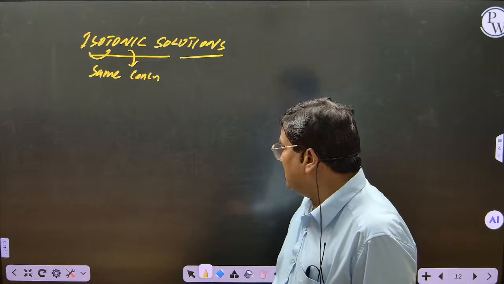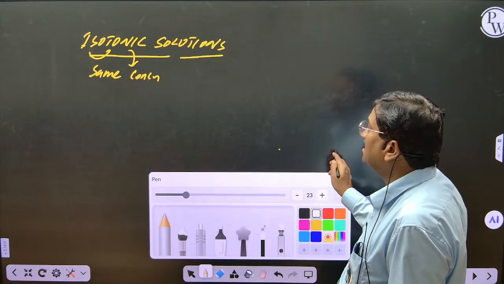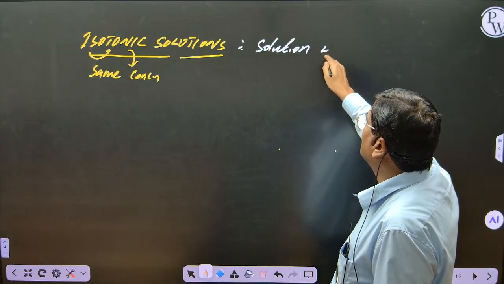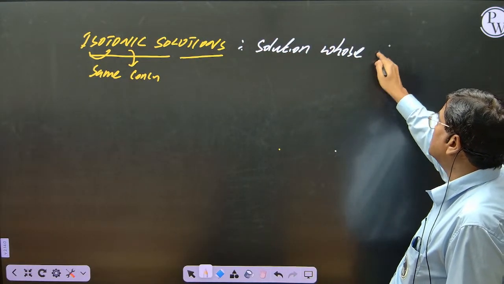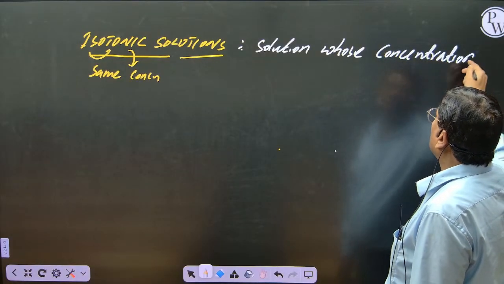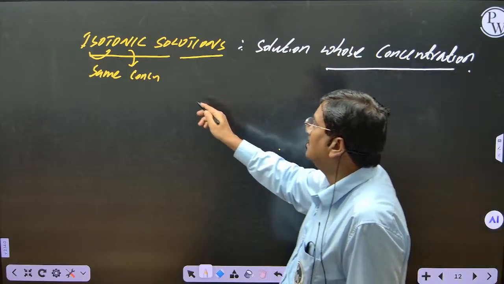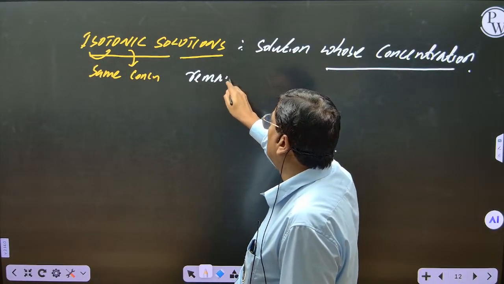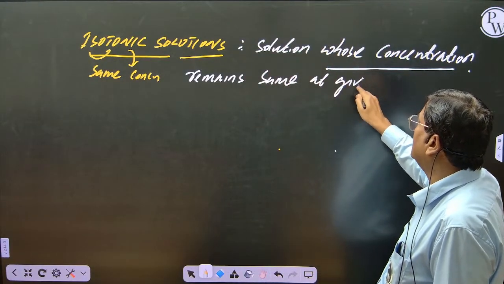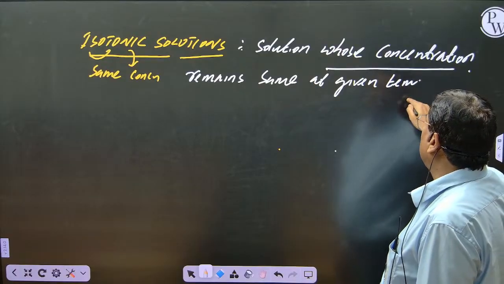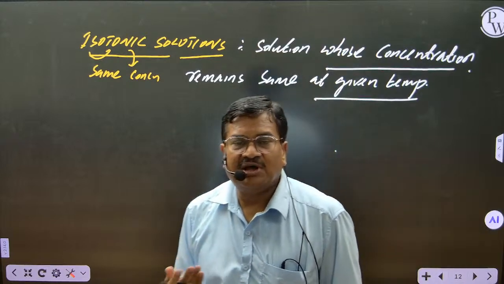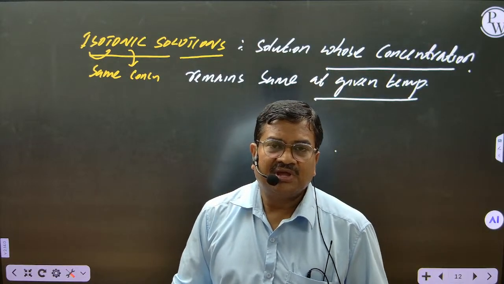Understood? So write the definition. Isotonic means solutions whose osmotic pressure, whose concentration remains the same at a given temperature. Such solution we call isotonic solution. Understood? Iso means what? Same. Tonic means concentration, no? Clear up to here?